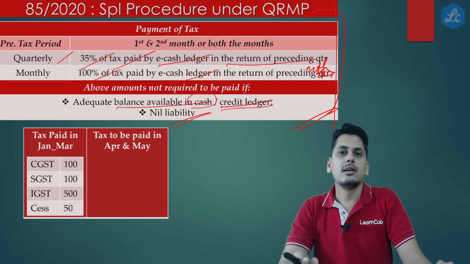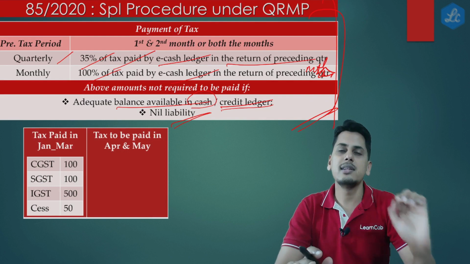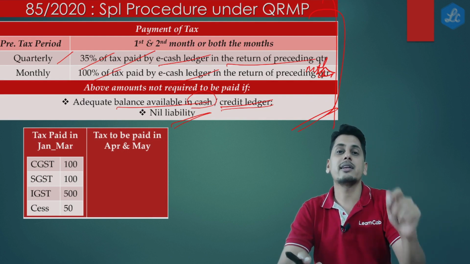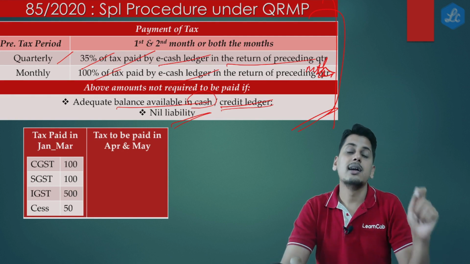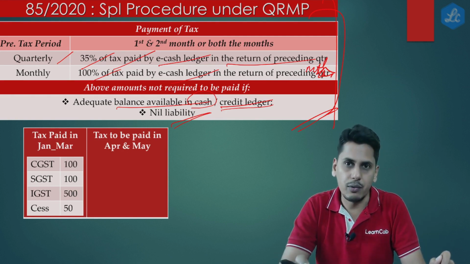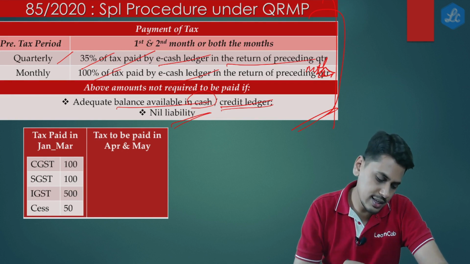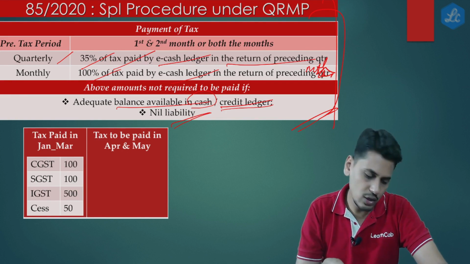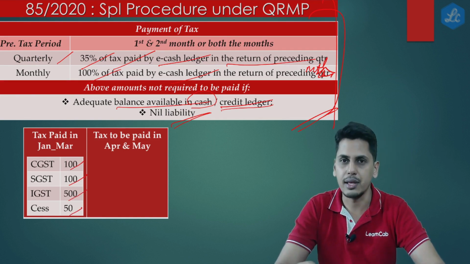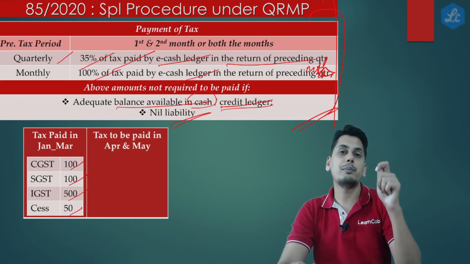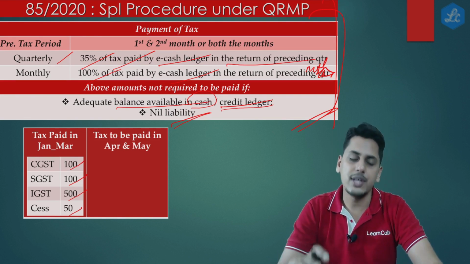Now friends, so far we have seen 35% needs to be deposited, 100% needs to be deposited. This deposit needs to be made tax headwise. Say for example, tax paid by debiting the electronic cash ledger for the tax period January to March: CGST 100, SGST 100, IGST 100, cess 50. These were the amounts paid by debiting the electronic cash ledger for the tax period January to March.